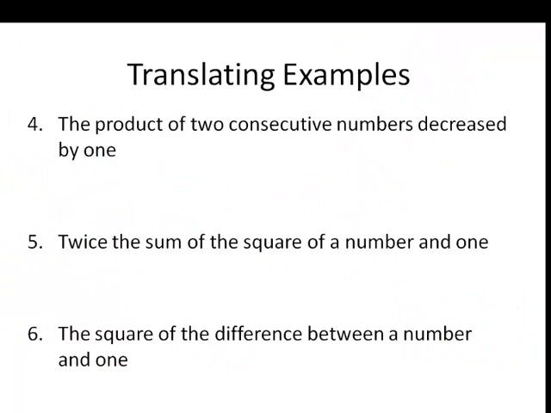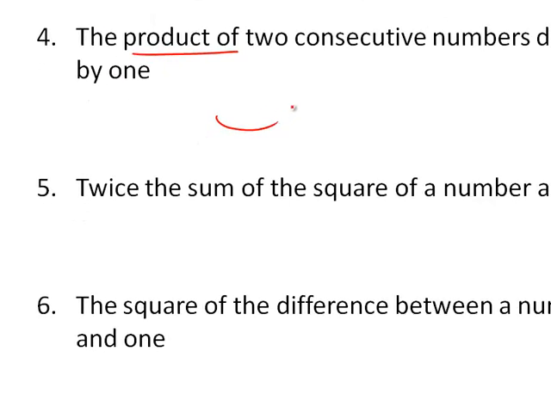Some more examples. Getting longer here. The product of two consecutive numbers decreased by 1. This is an example where this "of" is linked to the product, and in this case product means times. So we're taking the product of two numbers that are consecutive. Let's map that out here. We take a number times another number. That's the product of two numbers, decreased by, it's not less than, so it's the same order, decreased by 1.